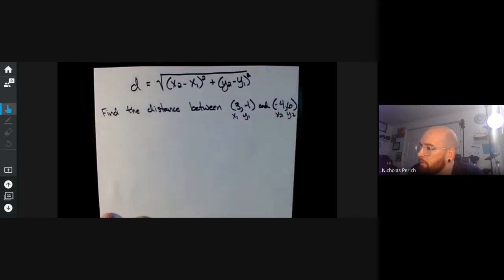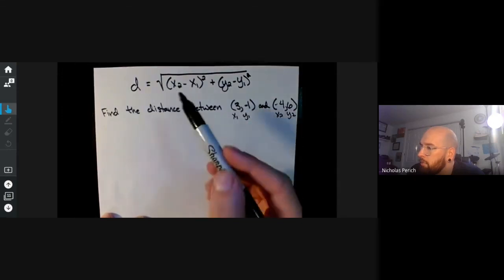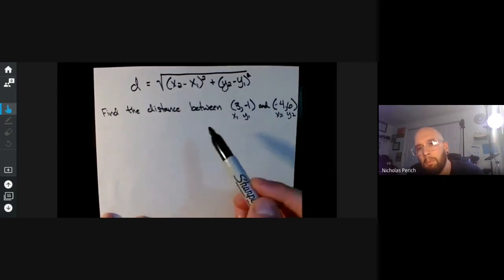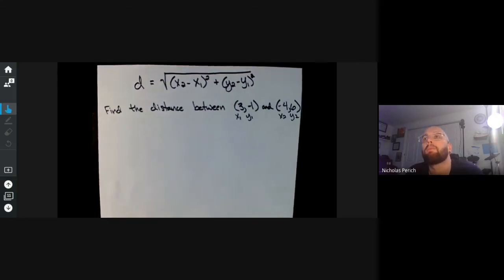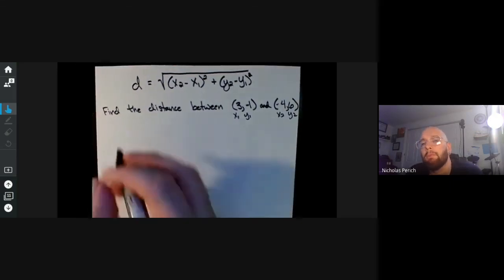It doesn't matter which point you label the 1s and the 2s, as long as you do xy, xy, and as long as you keep the same number on each point. I couldn't do x sub 1, y sub 2, or y and x. It's got to be in that order. It just doesn't matter which ones are your 1s and which are your 2s. Now I plug it into the distance formula.